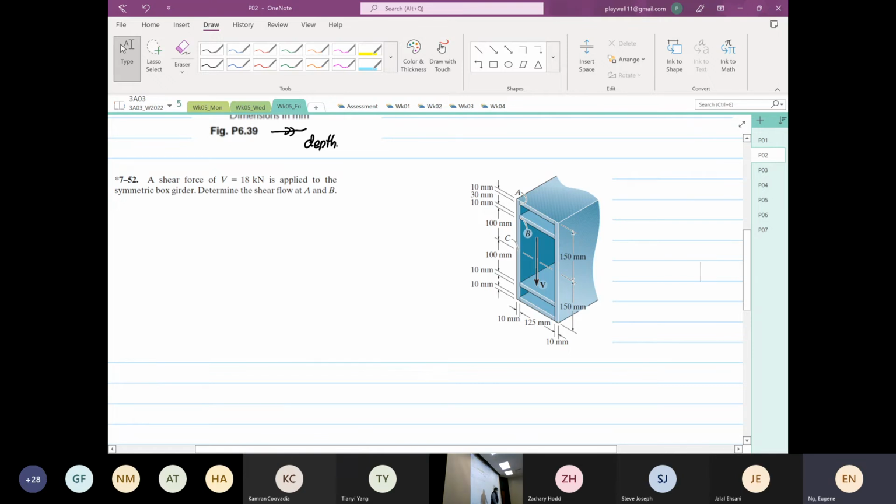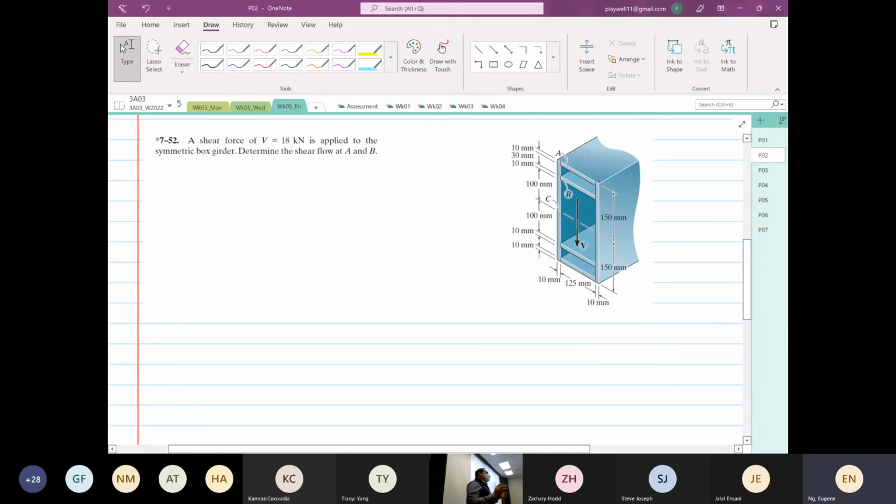Okay, understand? So for this problem, we have a vertical shear force coming out vertical. We are asked to find the shear force at point A and the shear force at point B. So you can find this is A and this is B. It can get a bit confusing. So now we start by sketching your shear flow.